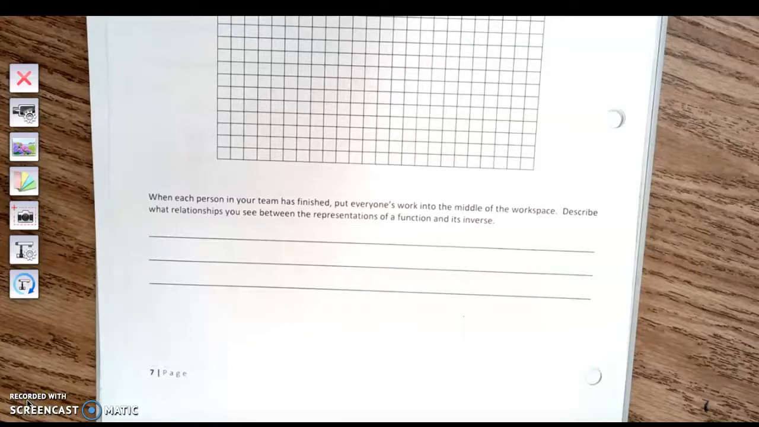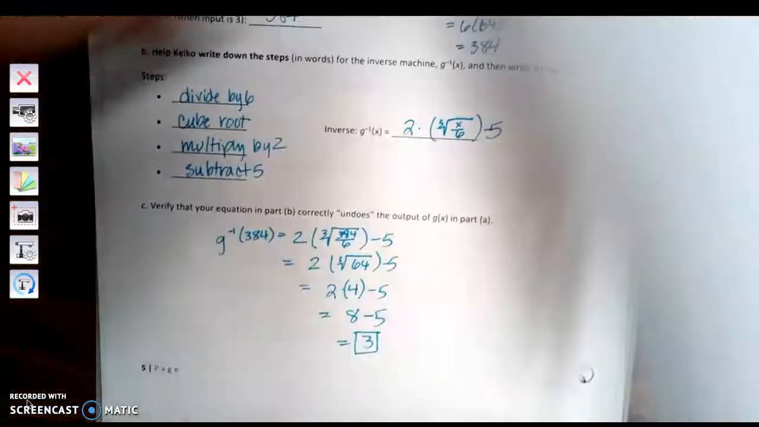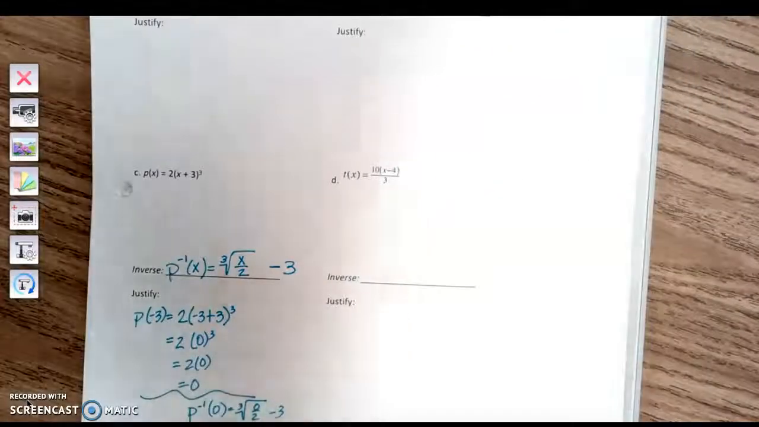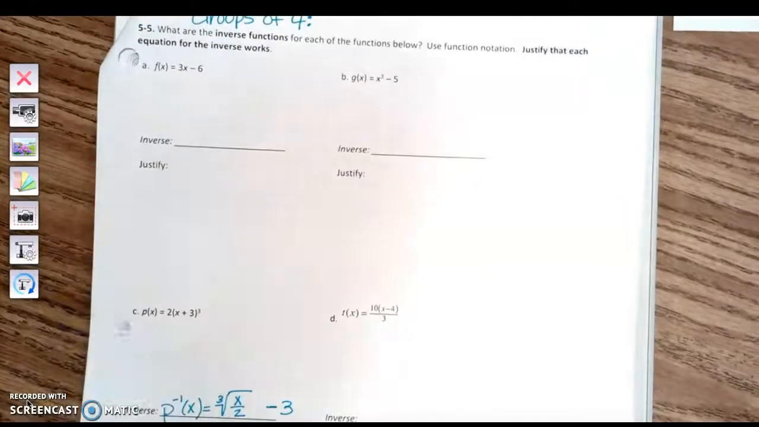All right. Go ahead and turn back over to page 6. Turn into your groups. You're going to do A, B, and D together. And then you're going to graph it and see what happens. It's pretty cool.